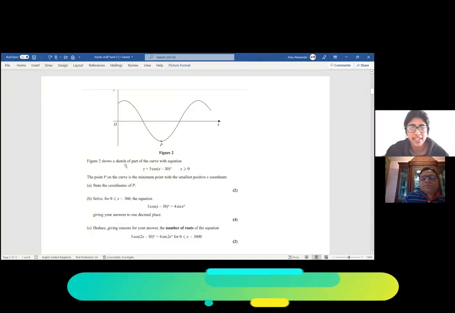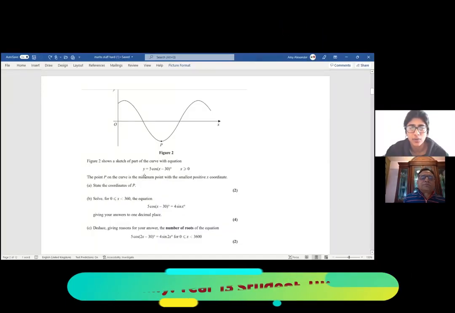So figure 2 shows a sketch of part of the curve with the equation y equals 5 cos(x minus 30), where x is greater than or equal to 0. The point P on the curve is the minimum point with the smallest positive x coordinate. State the coordinates of P.